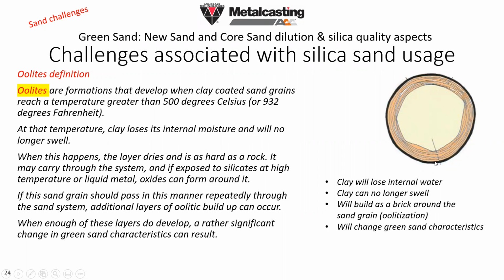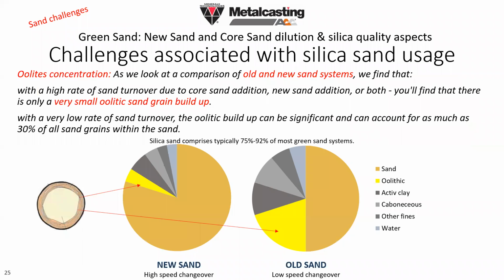So it means the density of the sand grain will change, it will be lighter with more oolitization, and also the porosity changes, so the water demand will increase with the oolitization increasing. So that is interesting to know. And when enough of these layers are developed, we have a rather significant change in green sand characteristic because of the structure change. Well, now that you know a bit more about oolitization, I want to explain the concentration of oolitization.